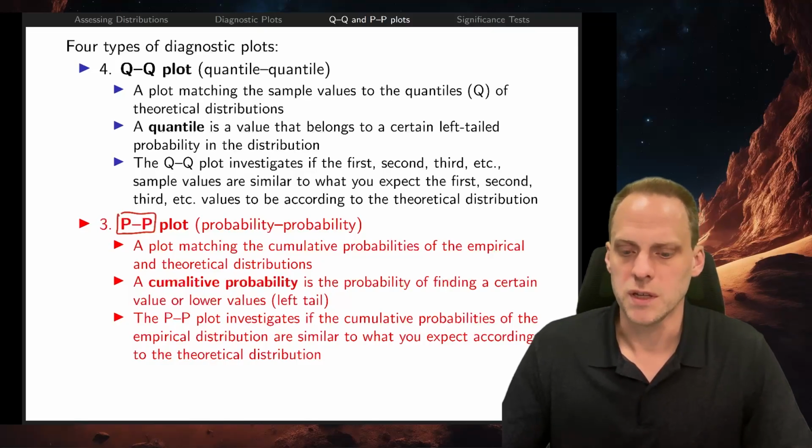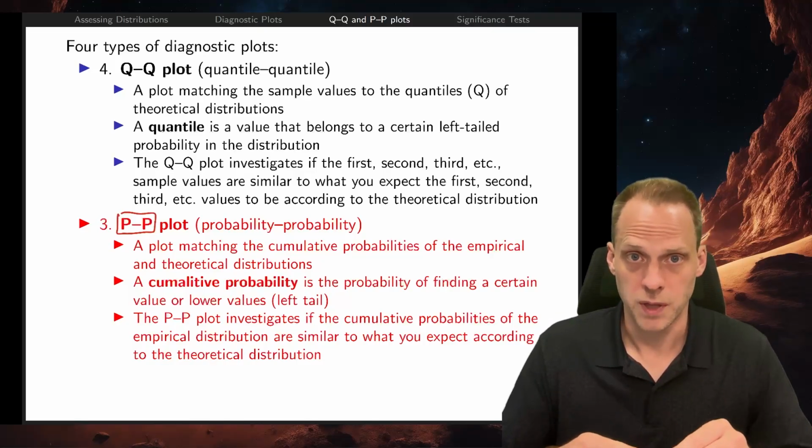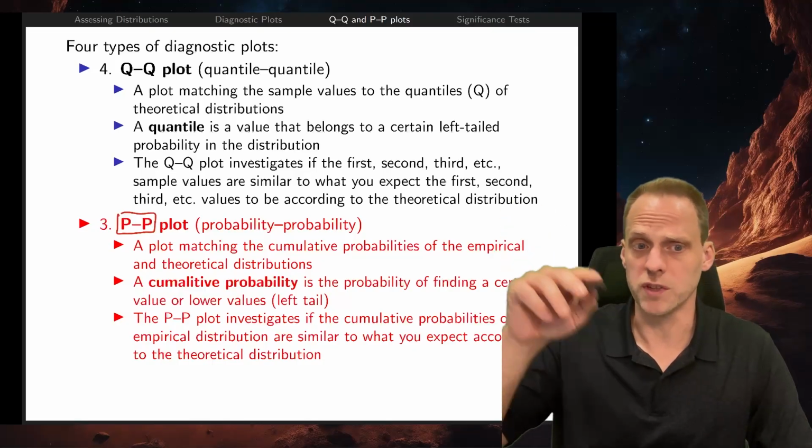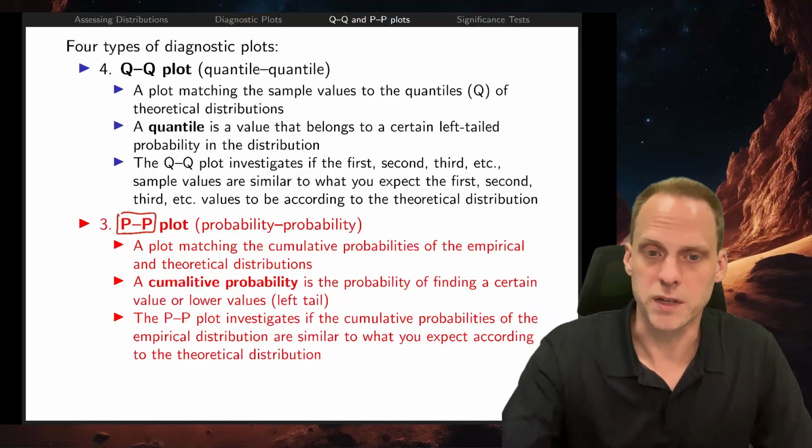And we simply draw those 2 points together. So basically in the PP plot, we're looking at the difference between the cumulative distribution for one compared to the other.